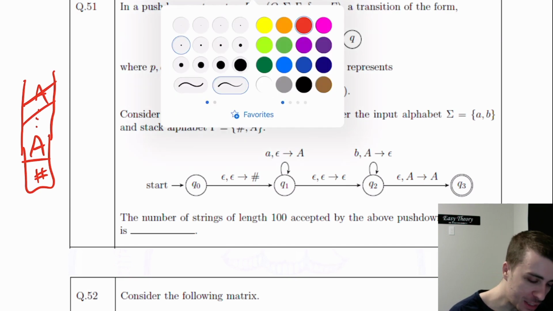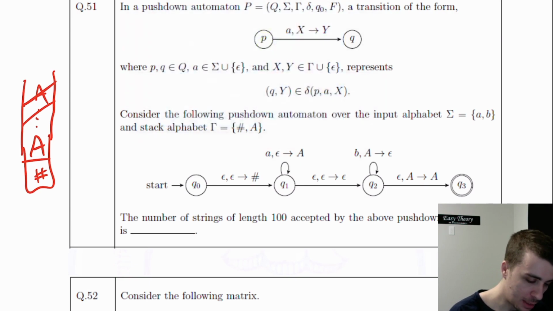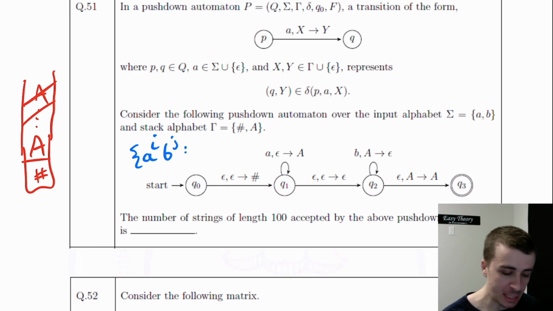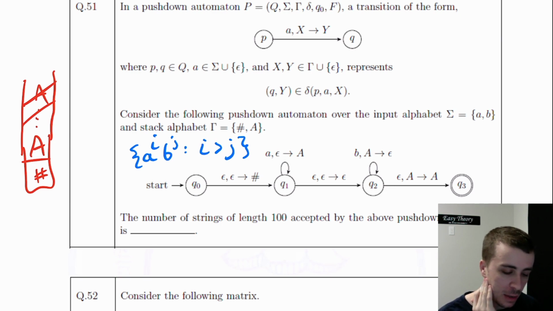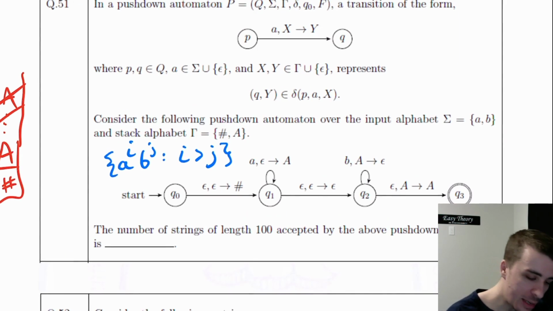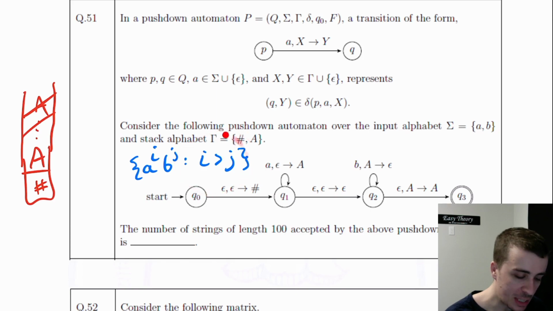So I think this language is a^i b^j, because little a's have to come first, b's have to come second, where i is bigger than j, I think. I think that's it, because we need to have at least one more occurrence of little a compared to b. Yeah, at least one more. So now we just need to figure out the number of strings that fulfill this criteria.